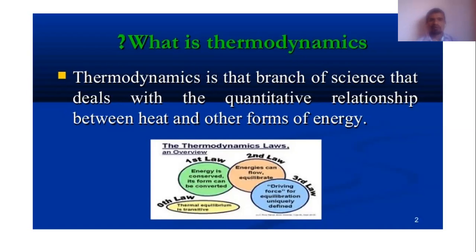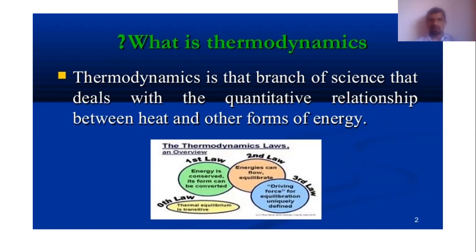Again, what is thermodynamics? Thermodynamics is that branch of the science that deals with the quantitative relation between heat and other forms of energy. So this is another definition for thermodynamics. It is directly a relation between the heat, that is thermo, to the other forms of energy. So these other forms of energy are the matter, the radiations. So all these forms of energy and the heat relation between the other forms of energy.